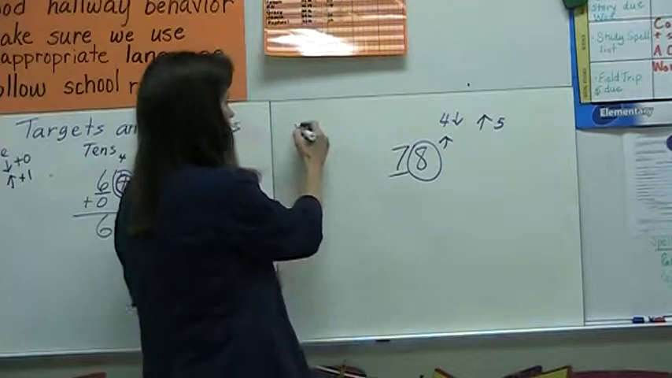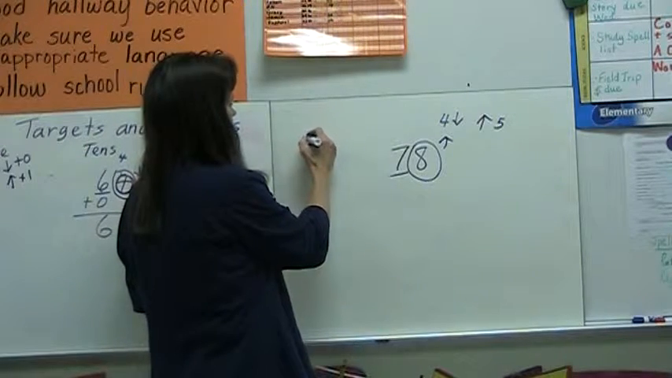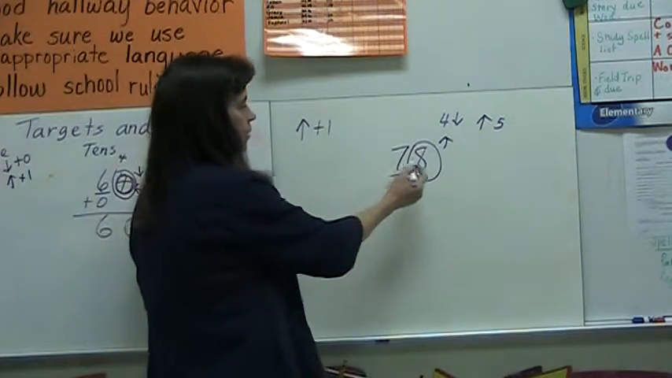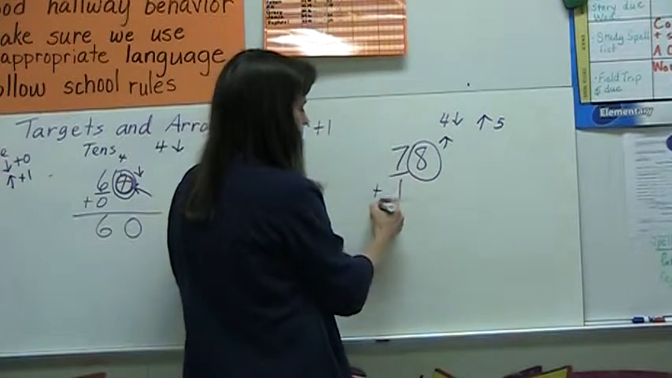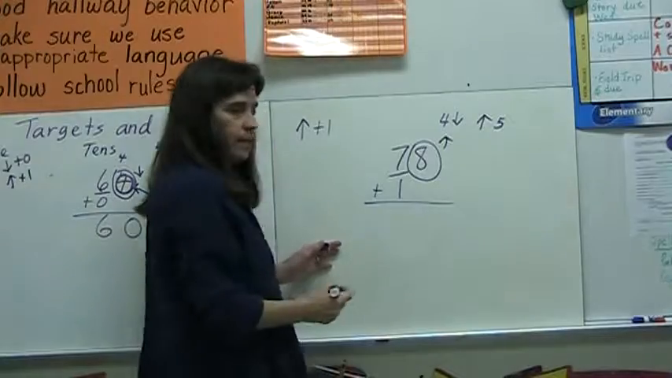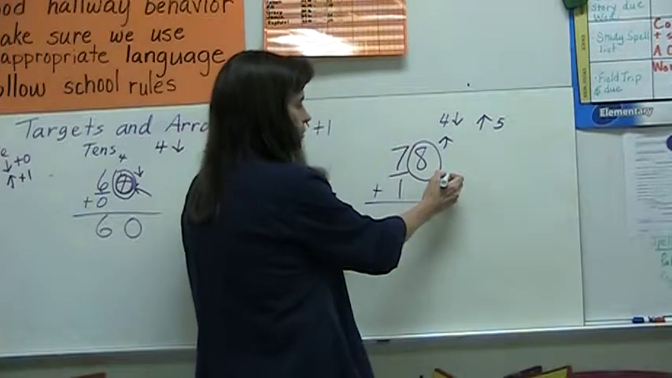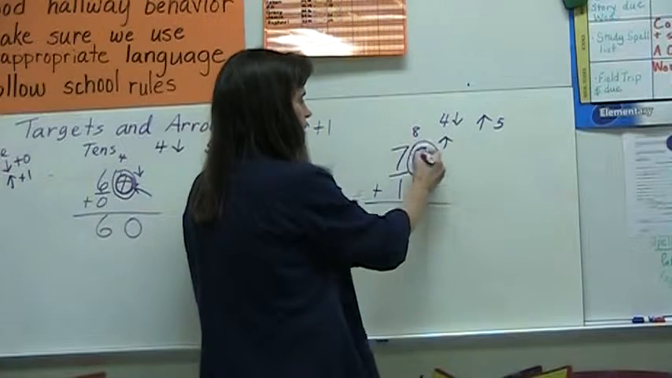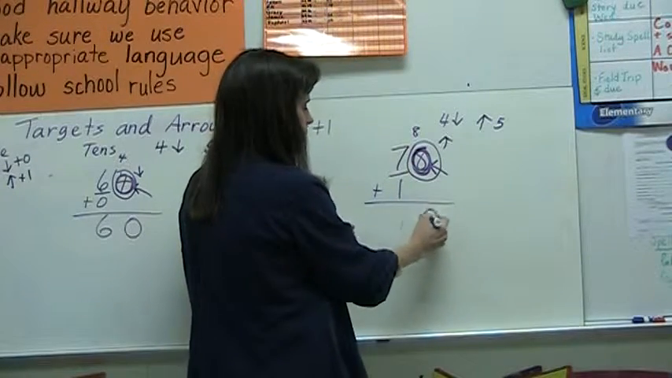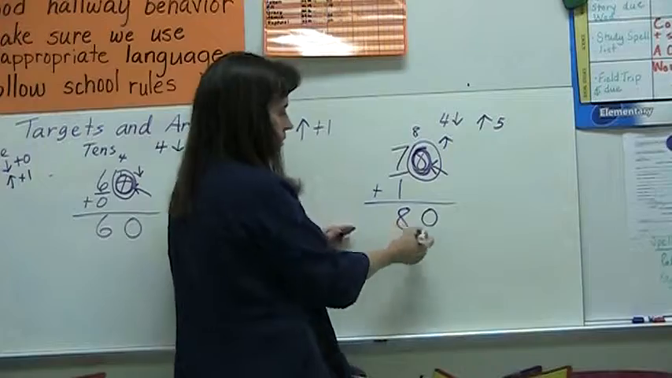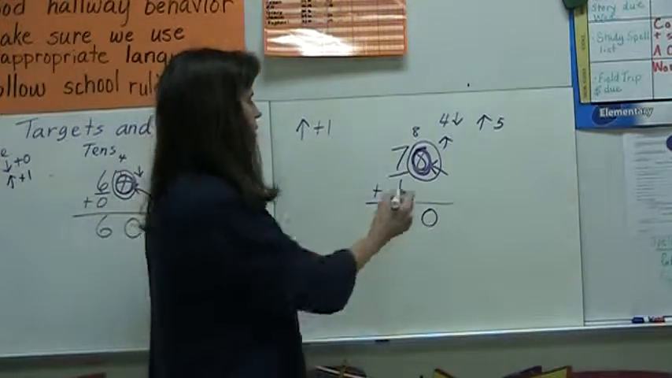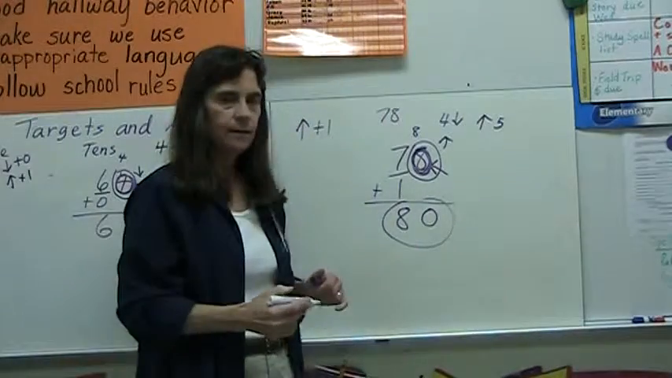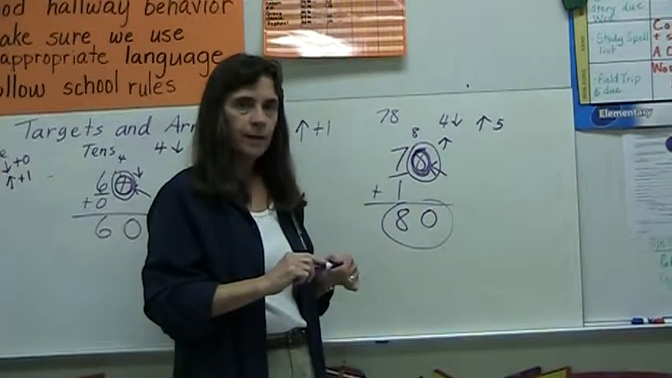And when I round up, the rule for rounding up is add 1. So I'm going to add 1, and I always add under whatever's underlined here. Then I shoot an arrow into the target, make it fly away, turn it into a 0, bring it down, do my addition, and you have your answer. So the number 78 rounds up to 80. And that's Targets and Arrows.